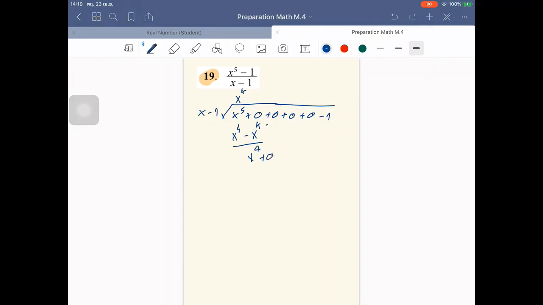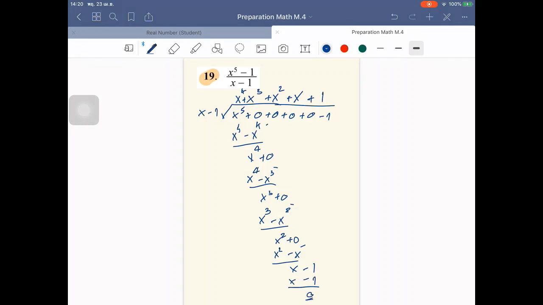You get x to the power of 4, 0, plus x to the power of 3. You do subtraction again, plus 0, x to the power of 2. Subtraction again, you get x to the power of 2, 0. You multiply x. You get x minus 1. And the last one will be 1. And no remainder here. So the answer will be this one.